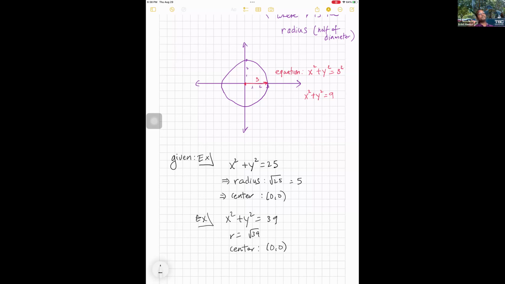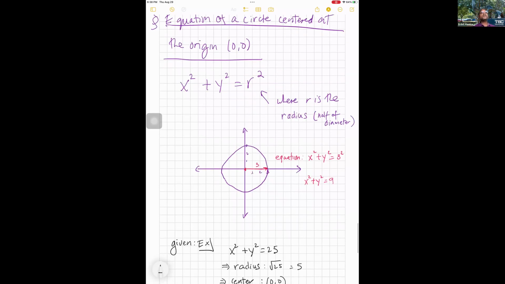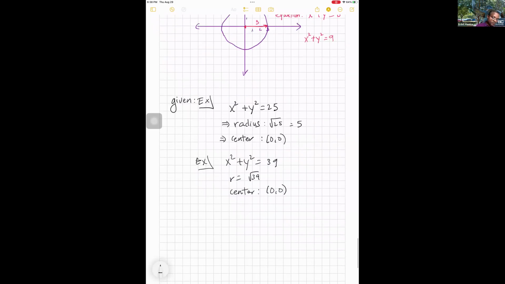Okay, it gets just a little bit more difficult. The equation of a circle that's not centered at the origin. It turns out the equation is almost exactly the same. Equation of a circle centered at point h, comma k.